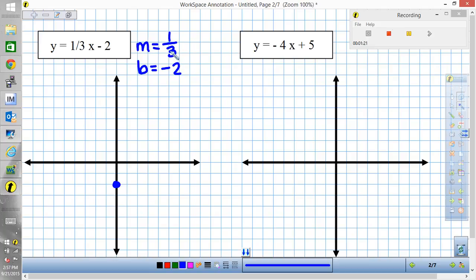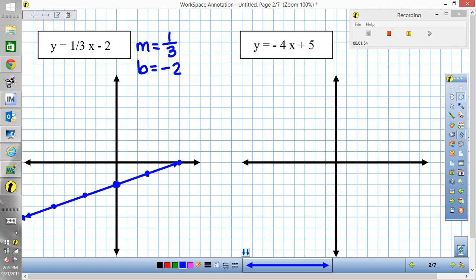Then we're going to move in this direction of the slope, 1/3. This means rise 1, run to the right 3. And I want you to go all the way across your graph and then go backwards. So instead of going rise 1, run to the right 3, we will fall 1, so go down 1 and to the left 3. Then you will connect this with a solid line.